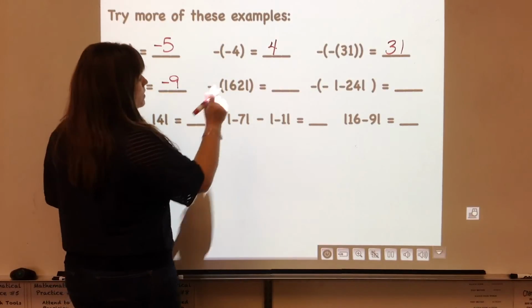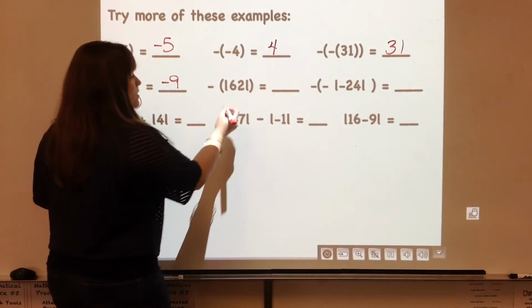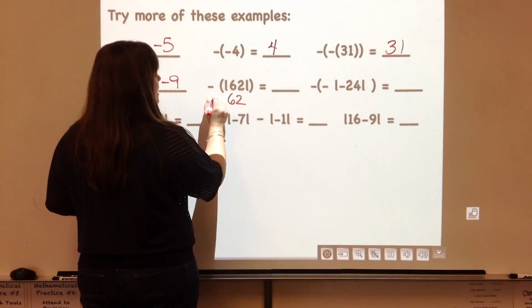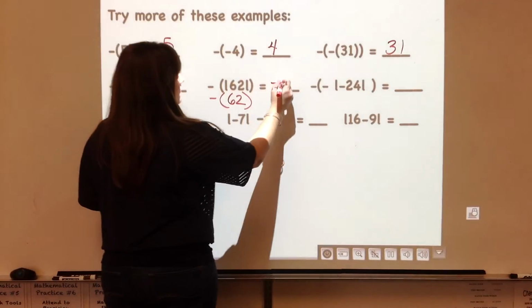So it's going to be the absolute value of 62 is 62, and then take the opposite of that, and that will be negative 62.